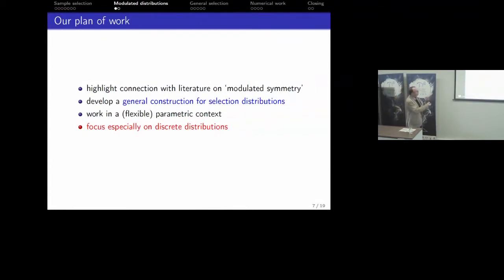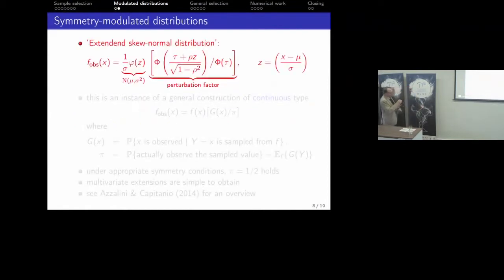Let's go to the connection with modulated symmetry. Now, we have seen this expression before. So the normal density times the perturbation factor. And if you move this expression into another context, it takes another name. In the context of skew distributions or symmetry-modulated distributions, it's called extended skew-normal. Skew-normal because it's normal times something which makes it non-symmetric. And extended is because it's an evolution of the original form which was not extended.